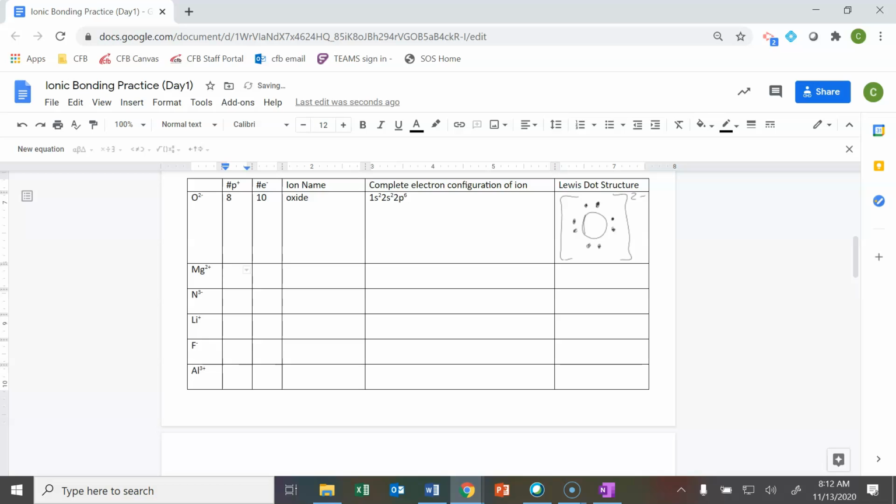Okay, let's do a positive one, and then we'll move on to the last section of the practice. Okay, Mg2 plus. Mg has 12 protons, atomic number of 12. It's got a +2 charge. That means I have 2 more protons than electrons, so 2 fewer electrons would be 10. It's just a metal. It's a positive ion, and it's one that's in group 2, so I don't need a Roman numeral for it. So the name of it is just magnesium.